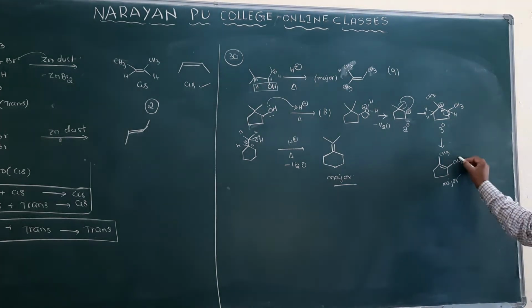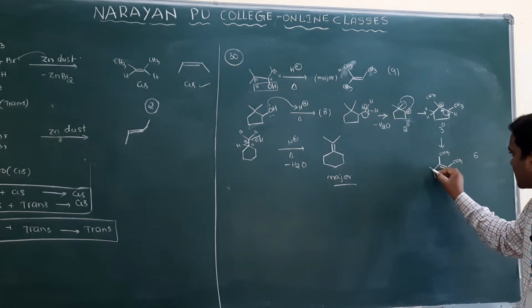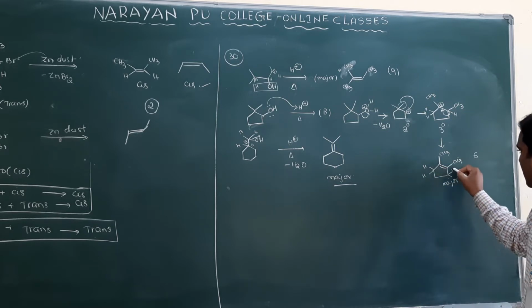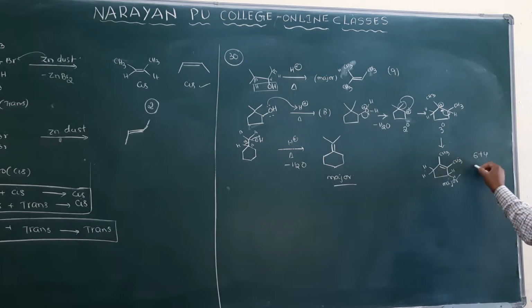Here you see, here 3 and here 3, total how many? 6, but here also there are 2 hydrogens present. This is hydrogen and here hydrogen. These are also called alpha hydrogens. 3 plus 3, 6 plus 4, 10. So in the second case you will get 10 alpha hydrogens.